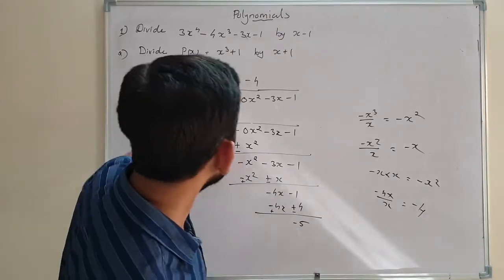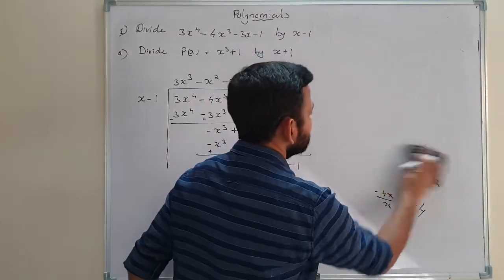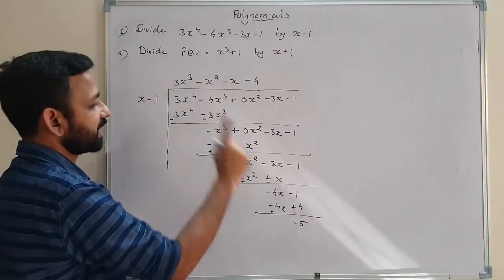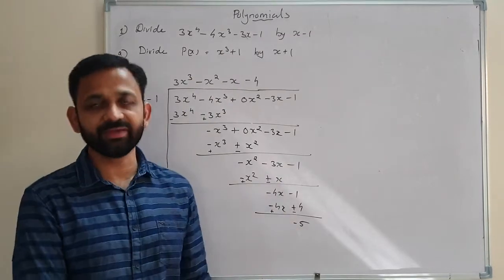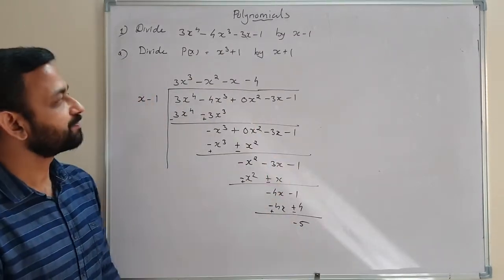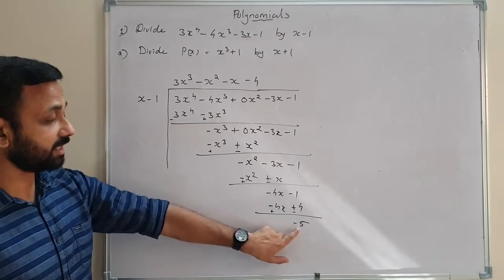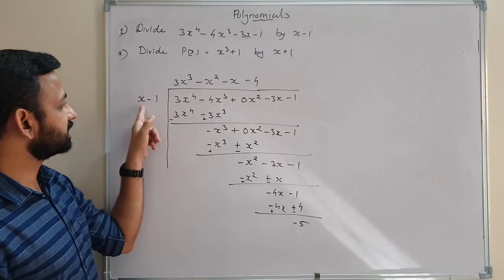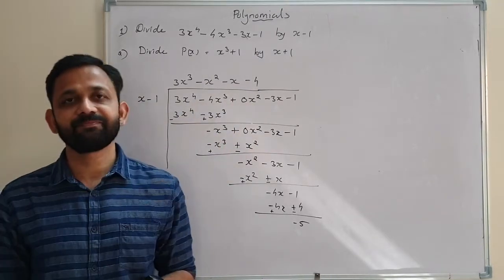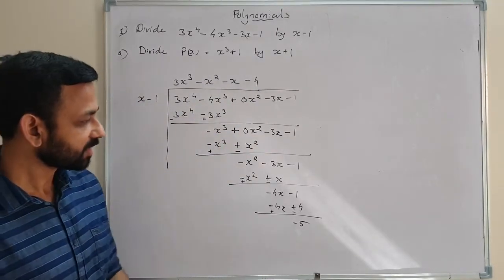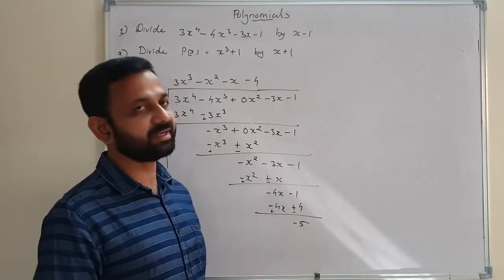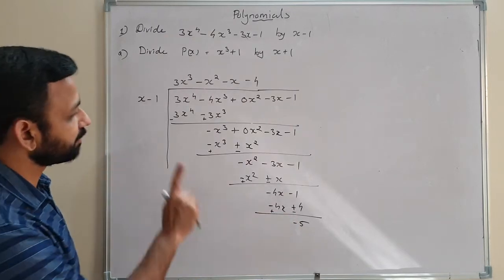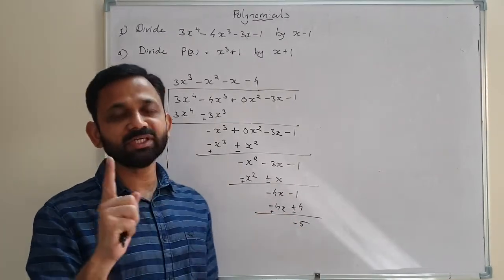And here we got the quotient 3x cube minus x square minus x minus 4, and the remainder minus 5. So that is long division. The remainder is minus 5, the quotient is this one, this is the divisor, and this is the dividend. We got remainder minus 5 by the long division method. That same remainder we can find by using the remainder theorem.